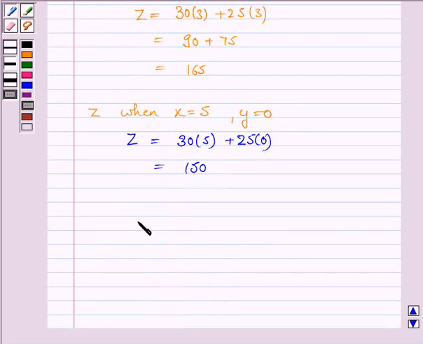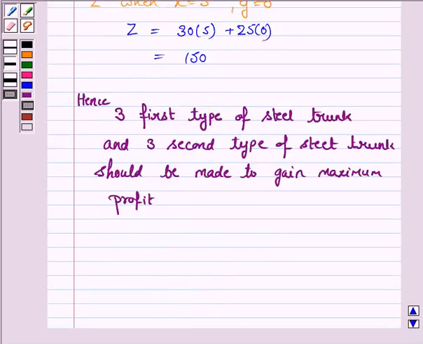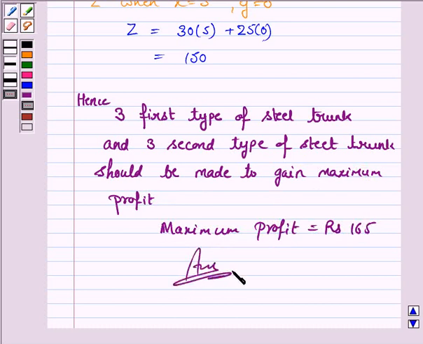Hence, 3 first type of steel trunks and 3 second type of steel trunks should be made to gain the maximum profit, and the maximum profit is rupees 165. So this completes the question and the session.